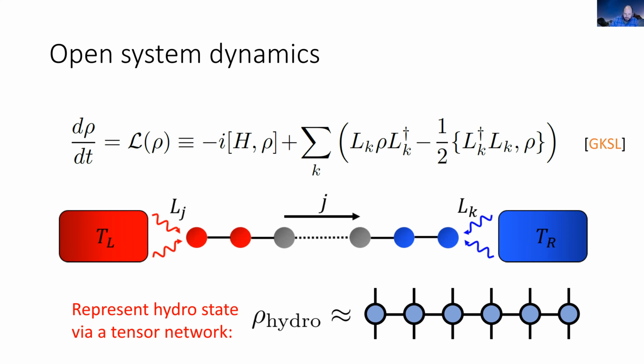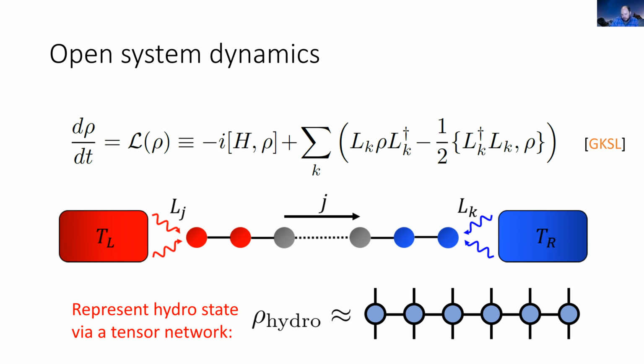And so then you can try to solve the dynamics with these heat baths as a way of generating the current within the space of these simple tensor network states, which are designed to capture the hydro part and ignore the complicated part.